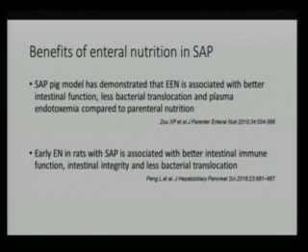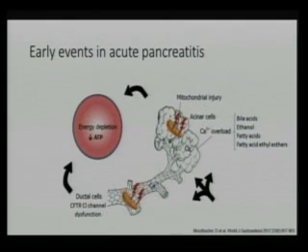lesser level than patients, or pigs, that were on parenteral nutrition. And then they tried to replicate this in rats, and they said, okay, early enteral nutrition in little rats that have severe pancreatitis is associated with, again, better intestinal immune function, better intestinal integrity and less bacterial translocation. So this is an animal model. And there are many, many other studies that show that if you feed the gut, your outcomes will be a little bit on the better side, okay?